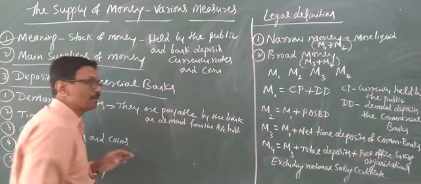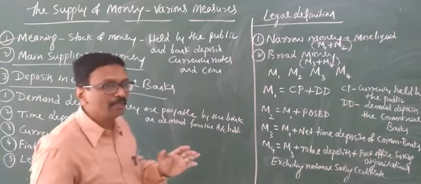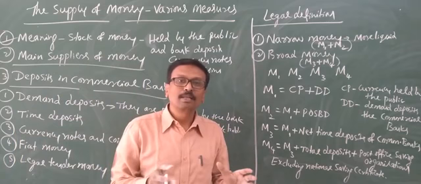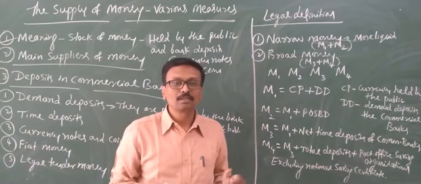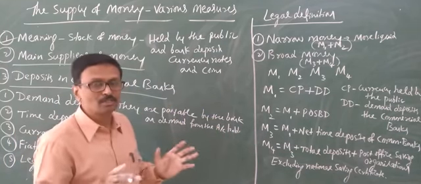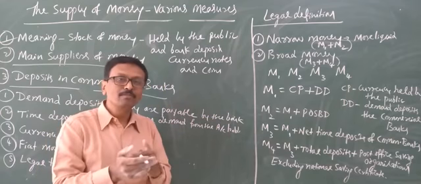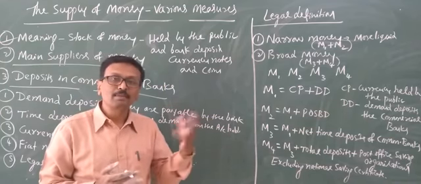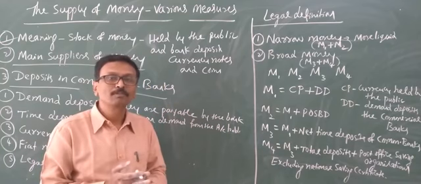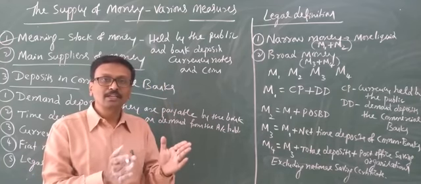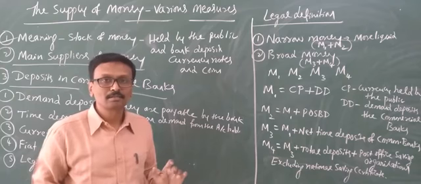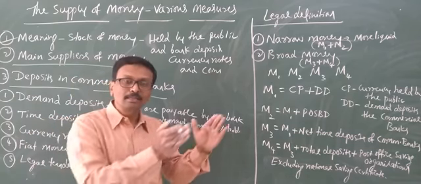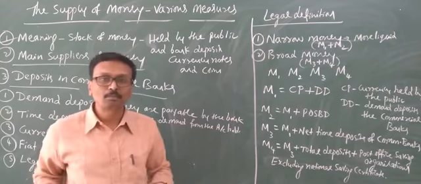Supply of money refers to the stock of money which is held by the public and bank deposits in the form of currency notes and coins. It is how much quantity of money is supplied by the Reserve Bank of India and commercial banks in the form of real currency notes and coins, and how much is available with the public as well as in bank deposits.